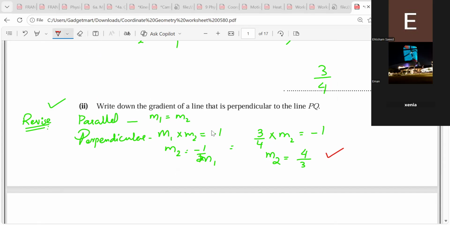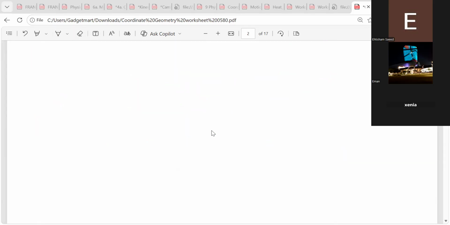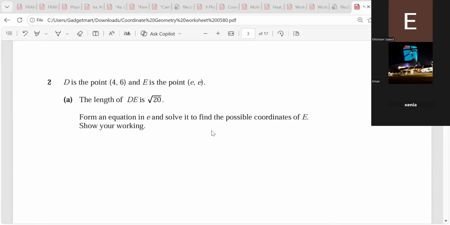Yes, sir. Okay. Now moving towards question number two. So this is question number two. So let's solve this question now. D is the point (4, 6), and E is this point. The length of DE is 20 square root. So you have to form an equation in E and solve it. So can you tell me how can we solve this question?